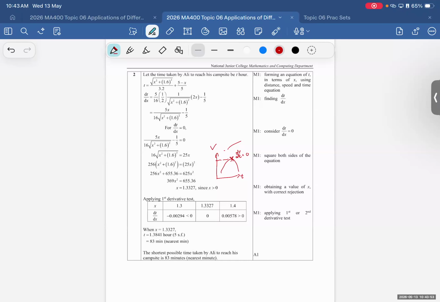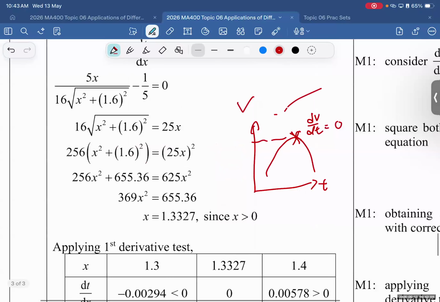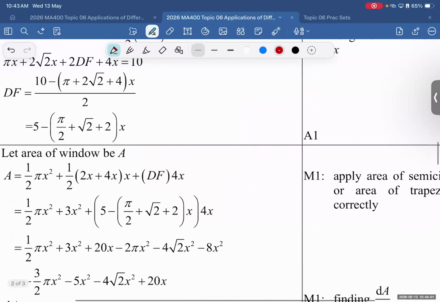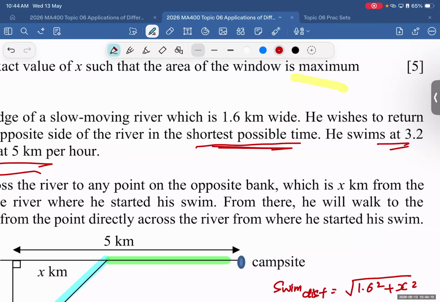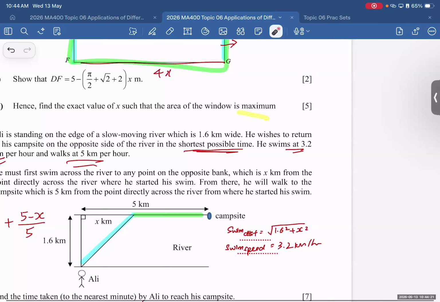For which one? Sorry. Why not? No, even if you know that you are finding the shortest, even though you only got one value, you must show that your value is the shortest. So if you are in doubt, always do it. Always do. Okay?